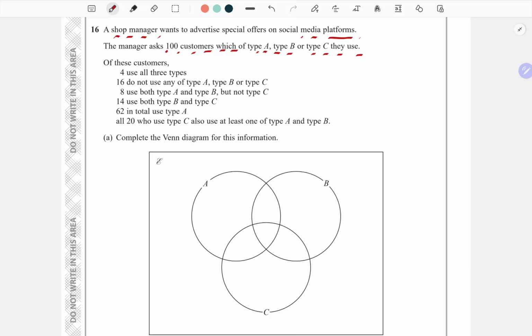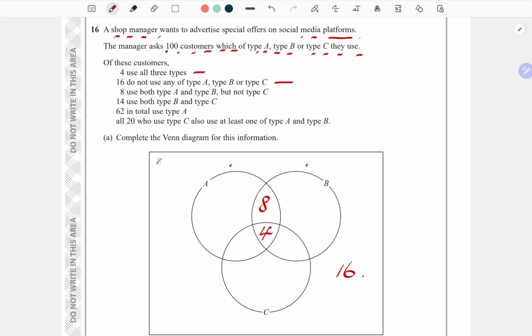Now, I'll talk you through this. 4 use all 3 types. So that straight away goes in the middle. All right. All 3 types, A, B, and C. 16 do not use any of type A, B, or C. So they go on the outside. All right. 8 use both type A and B. So that's A and B, but not type C. So we're effectively excluding the C altogether. All right, so that has to go there. Can't go in any of the other boxes.